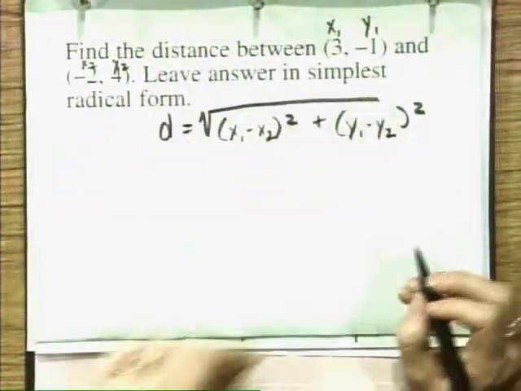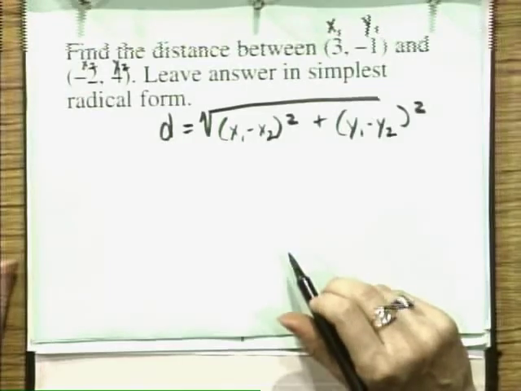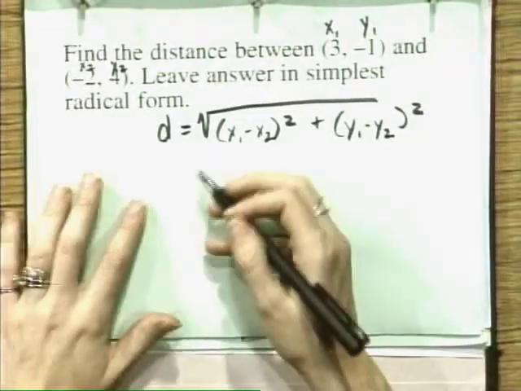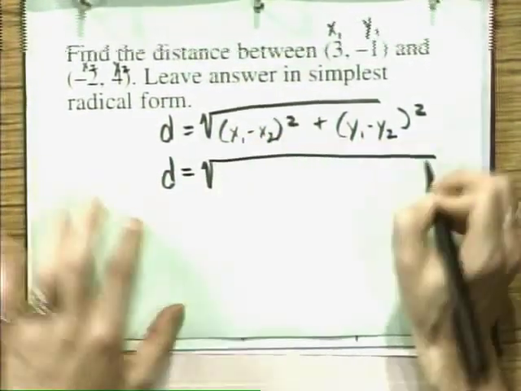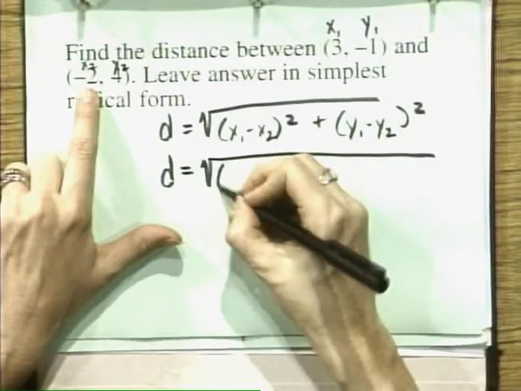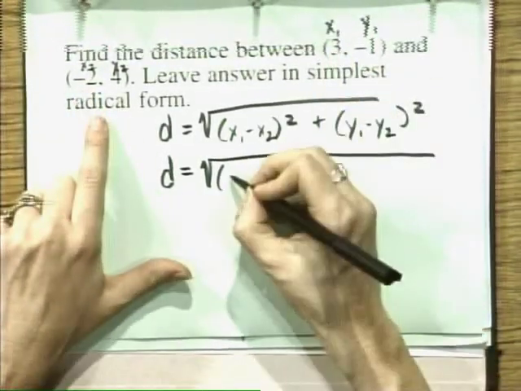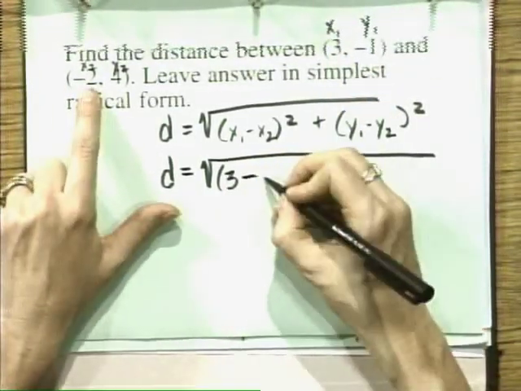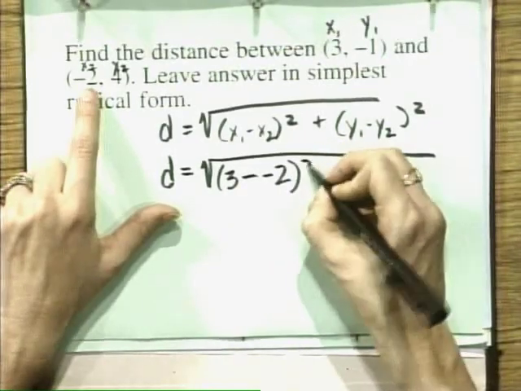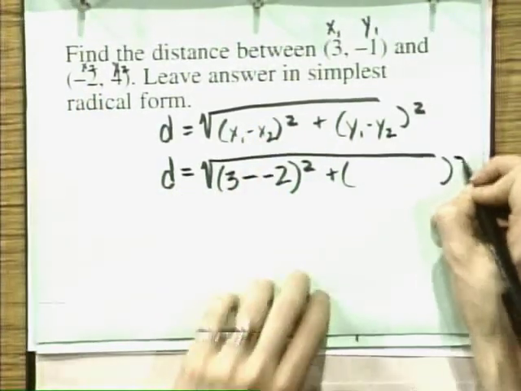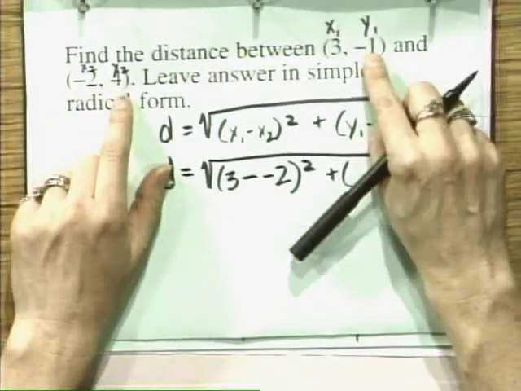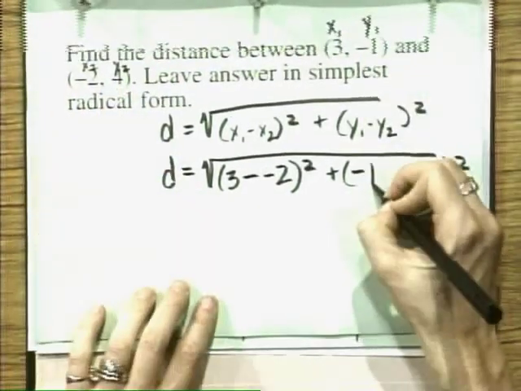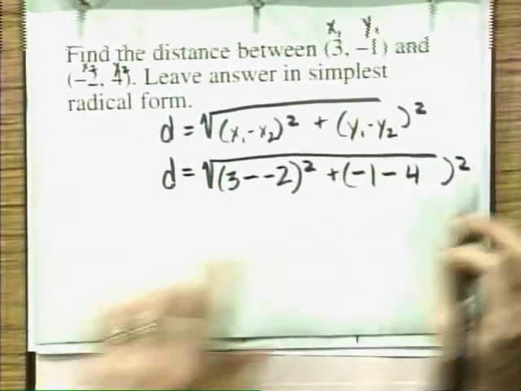Does it matter which one you call x1 and y1? It really doesn't matter. You can go either order as long as you're consistent. You can't flip-flop around. So what is our distance between these 2 points? Remember, let's subtract our x's. We're going to do x minus x. So 3 minus negative 2, squared, plus, I'm going to be subtracting and then squaring, negative 1 minus 4, and that's going to be squared.